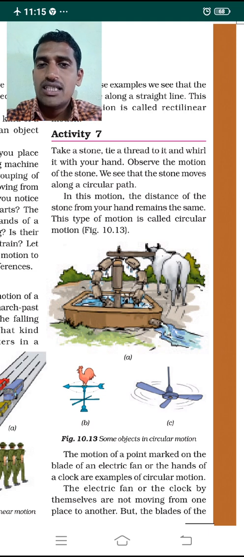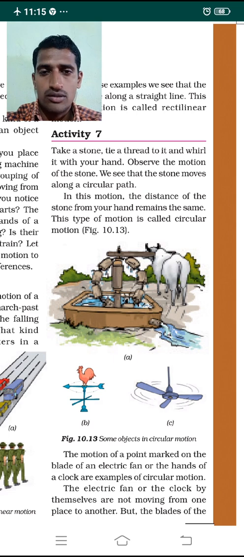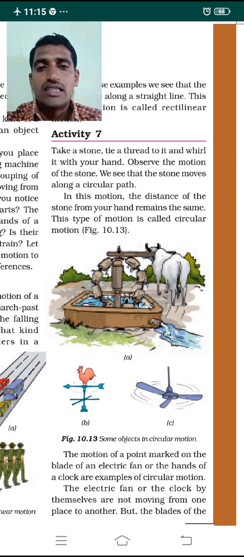What happens here? Observe the movement of the stone. We see that the stone is rotating, moving along a circular path. This is an example of circular motion. Like that, you can find many examples.